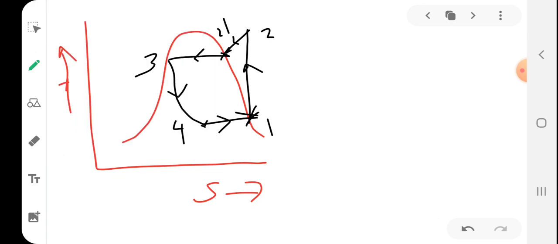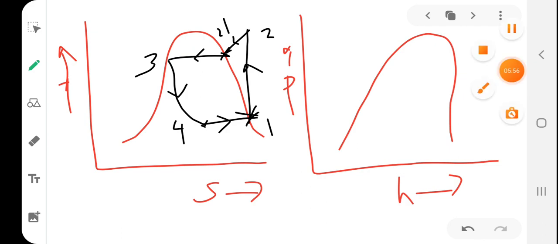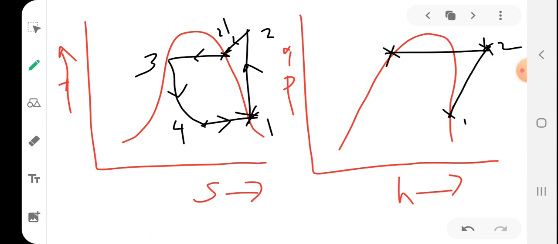Students, now I will draw the same process in a pH diagram. In the pH diagram, you can see your vapor dome will be like this. The first point will be here, 1. 1 to 2 is isentropic compression, which will be like this. So this is 2, the isentropic compression. Then 2 to 3 is constant pressure heat rejection, and constant pressure will be this way only. So 2 dash will be here.